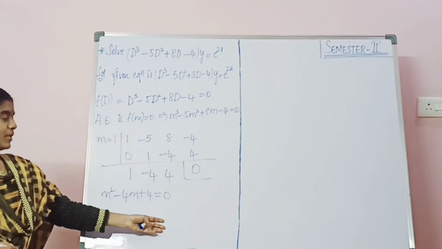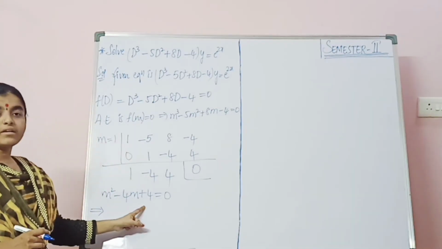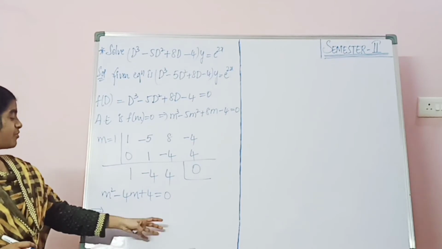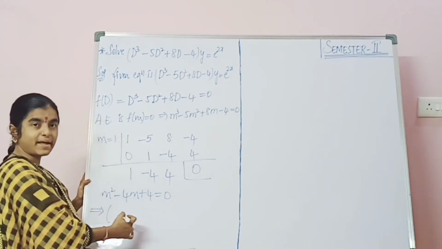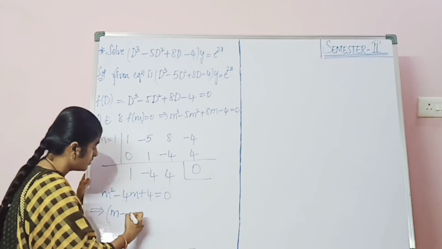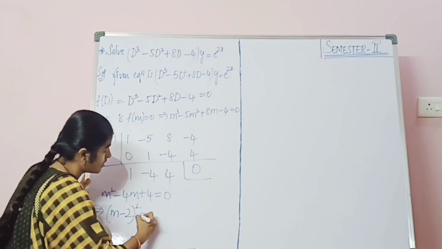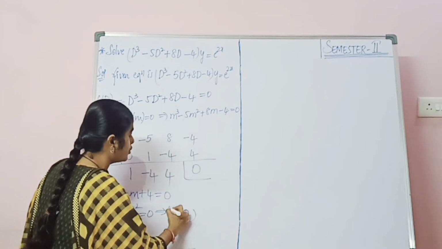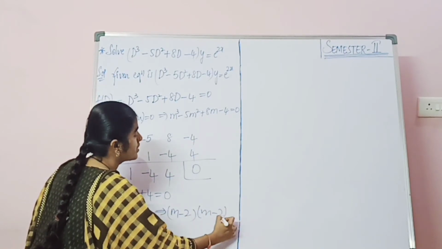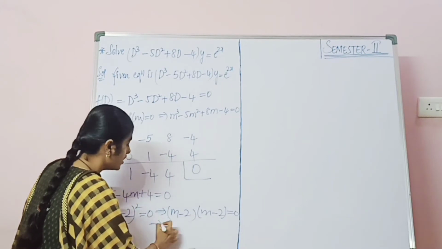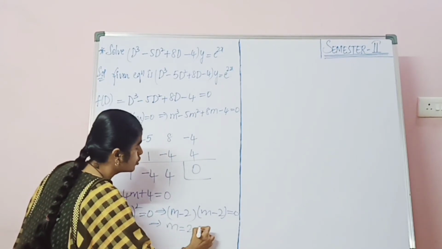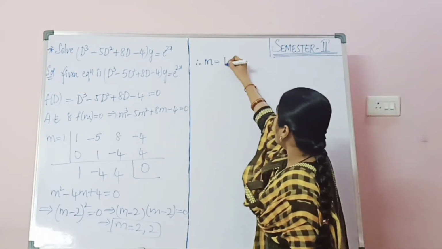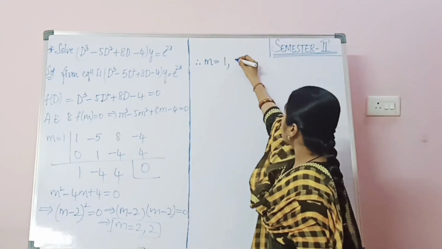This equation is in the form of a square minus 2ab plus b square equals 0. How can we write this equation? (a minus b) whole square. So that implies (m minus 2) whole square equals 0. That means (m minus 2) into (m minus 2) equals 0. So what are the roots here? m equals 2, 2. So the roots are m equals 1, 2, 2.